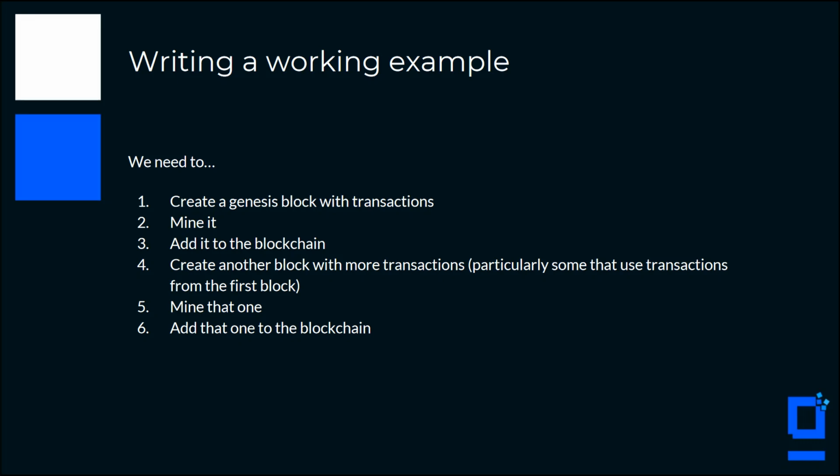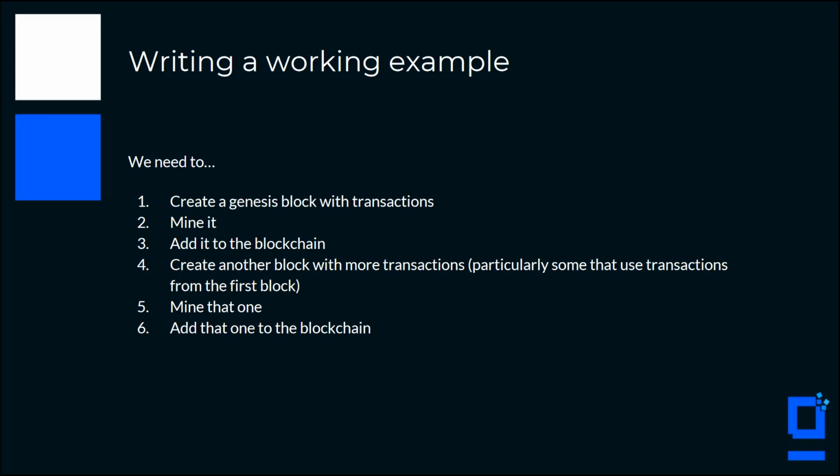So, writing a working example, we're going to create our blockchain. We'll create our Genesis block with a single Coinbase transaction, and we'll send some coins to different people. I'll use the example that we've used in the previous video about Alice and Bob, and then we'll mine that block, add it to our blockchain. It'll be our Genesis block, first one. Cool. Now this is the fun part, or the interesting part.